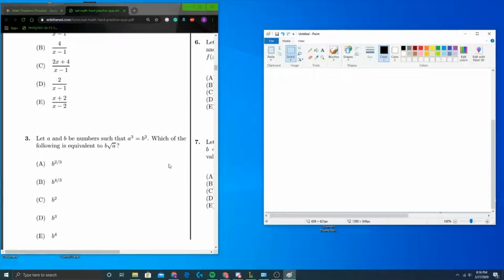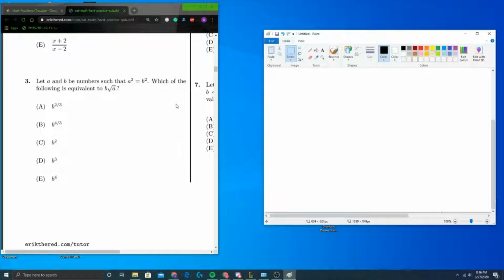Let's move to question number 3. Let a and b be numbers such that a cubed is equal to b squared. Which of the following is equivalent to b radical a? So I'm looking at the answer choices and I realize that the only variable part of these answer choices is b. So that means I want to substitute radical a in terms of b.